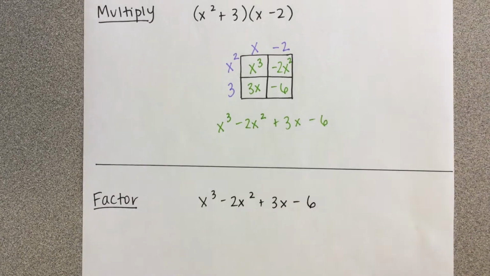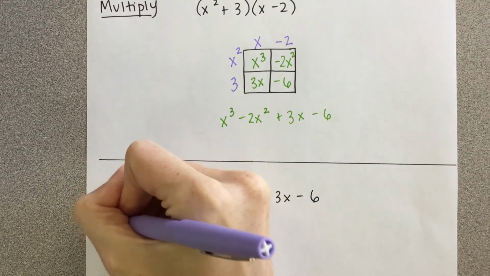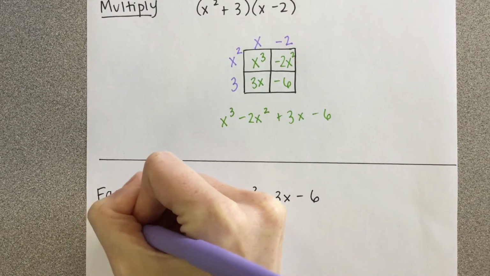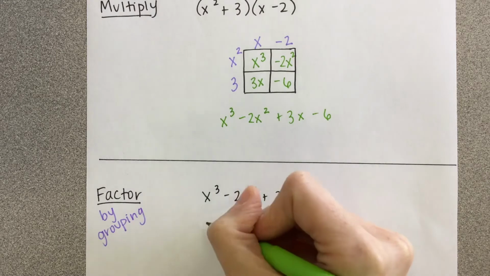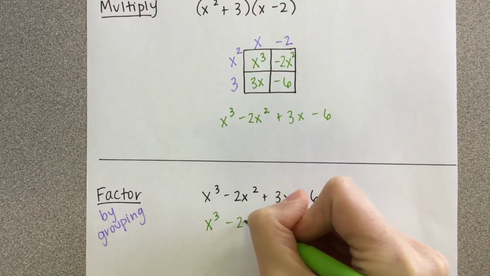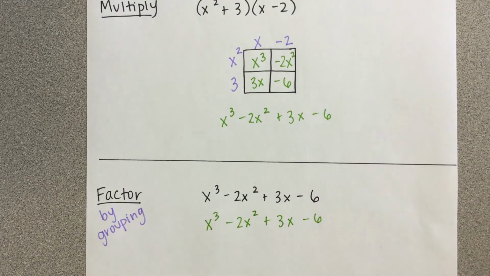So far in class, we have mostly been factoring polynomials with just 3 terms, but notice that this polynomial has 4 terms. And so the way that we are going to factor this, it's called factor by grouping. And this is a new strategy that we're going to be using when we have 4 terms in a polynomial. So what I'm going to do to start, I'm just going to rewrite this polynomial. And then we are going to group some of these terms.